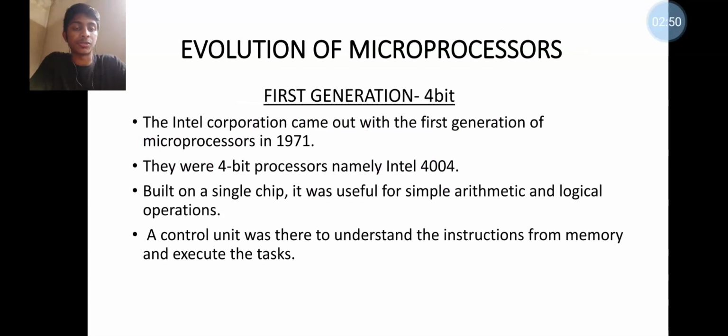Evolution of microprocessors. First generation 4-bit. The Intel Corporation came out with the first generation of microprocessors in 1971. They were 4-bit processors, namely Intel 4004. Built on a single chip, it was useful for simple arithmetic and logical operations. A control unit was there to understand the instructions from memory and execute the tasks.